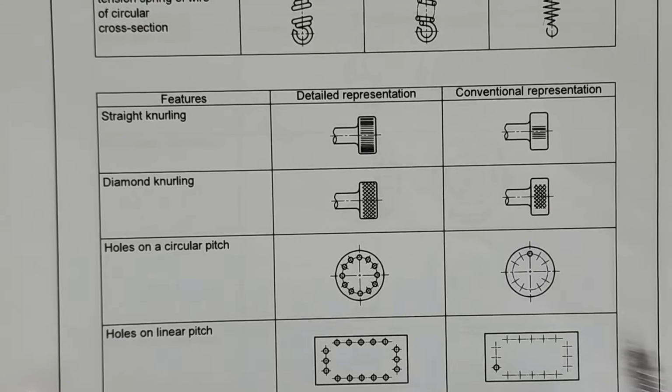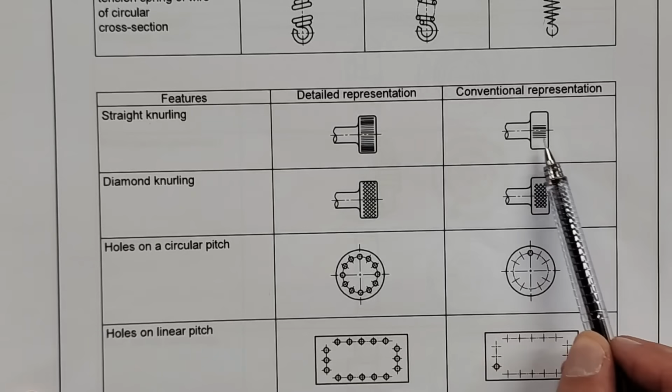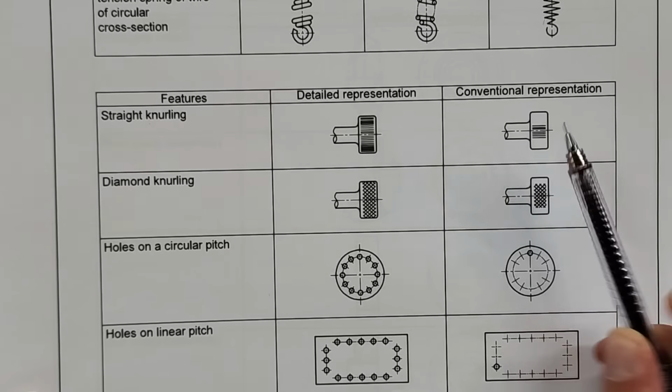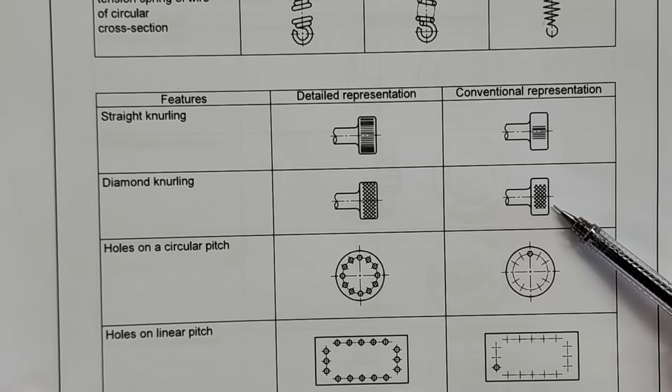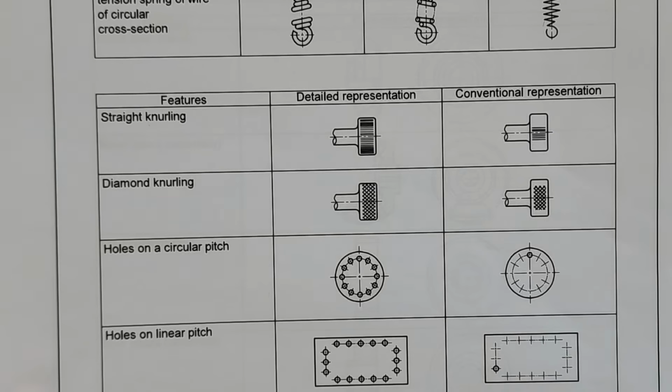Then this has also been asked previously, straight knurling. How it's shown conventionally, please remember to draw that. That's a diamond knurling, also again important for you. Then holes on a pitch.